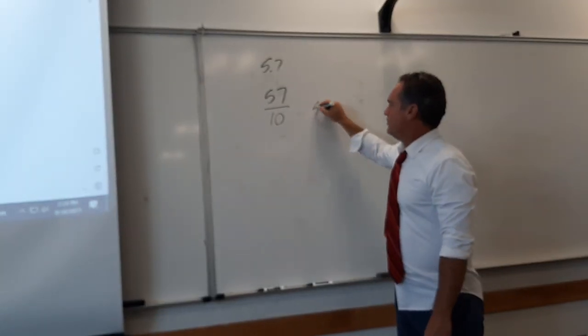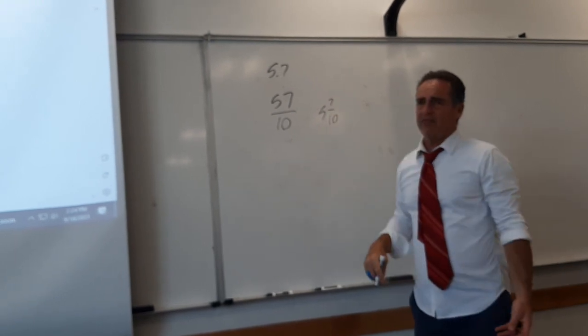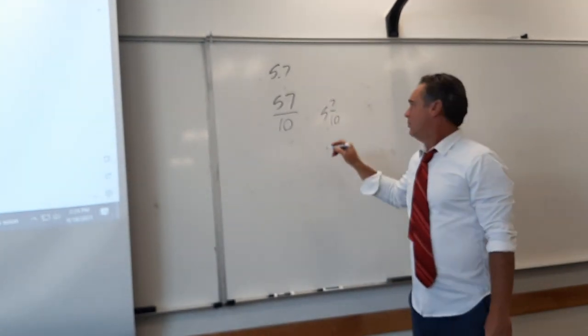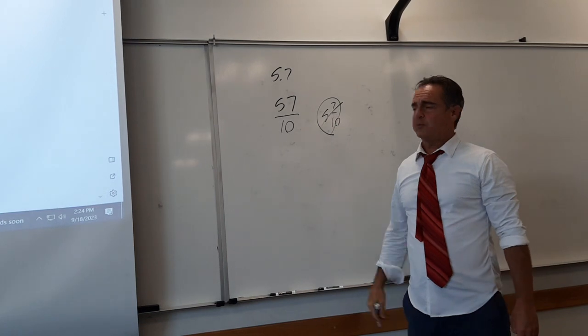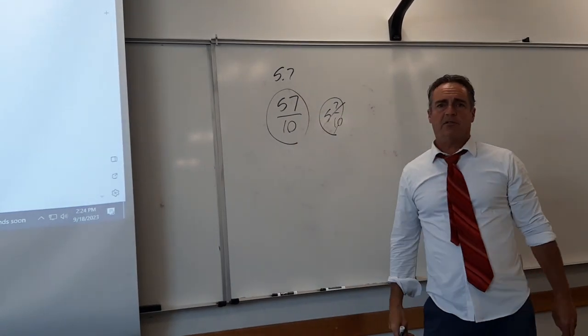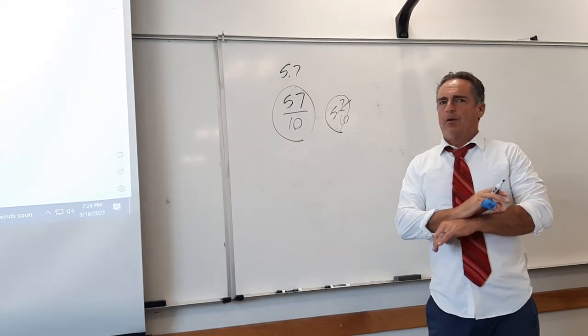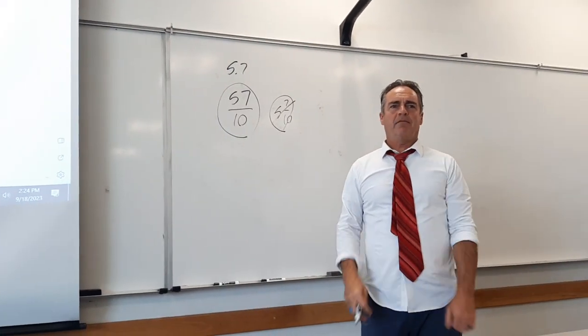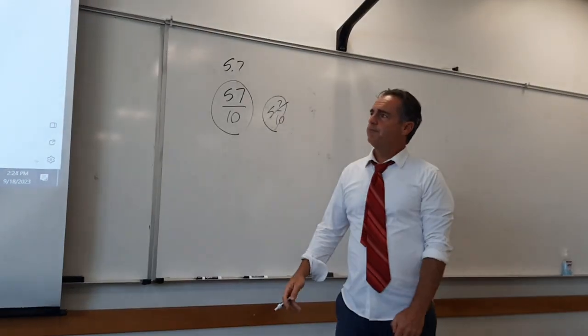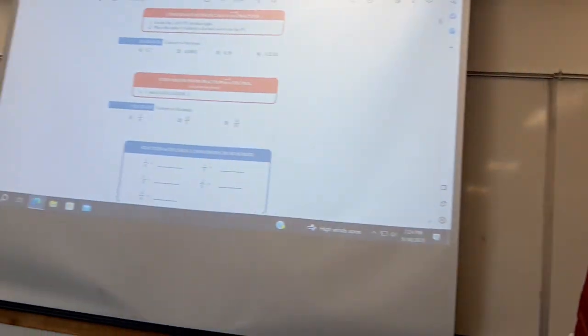Now I get students sometimes, they say, well, isn't that 5 and 7/10? Wouldn't you write that? No, we said we don't like mixed numbers in algebra, so we're sticking with the whole improper fraction thing. Cool? That's why we're going to put the whole number, get rid of the decimal. Let's do the next one.